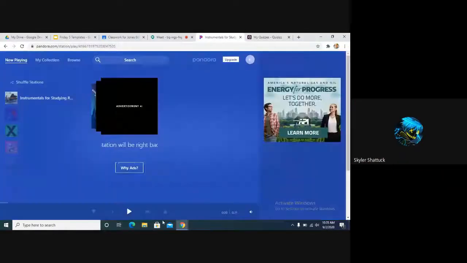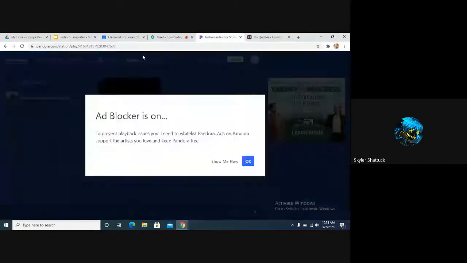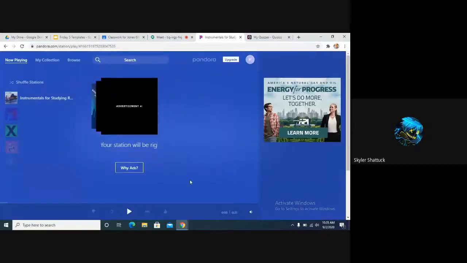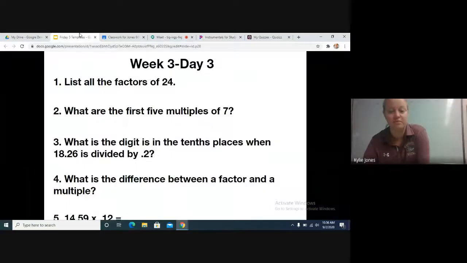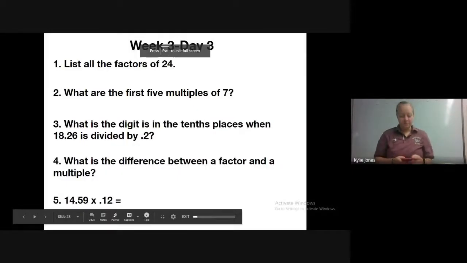Oh, that's good. Okay. Maybe I won't remember that. I'll play it on my phone because apparently an ad blocker is blocking it on my computer. Okay, go ahead.